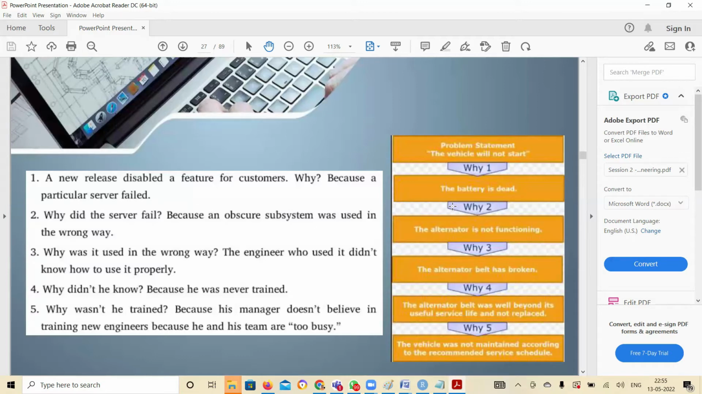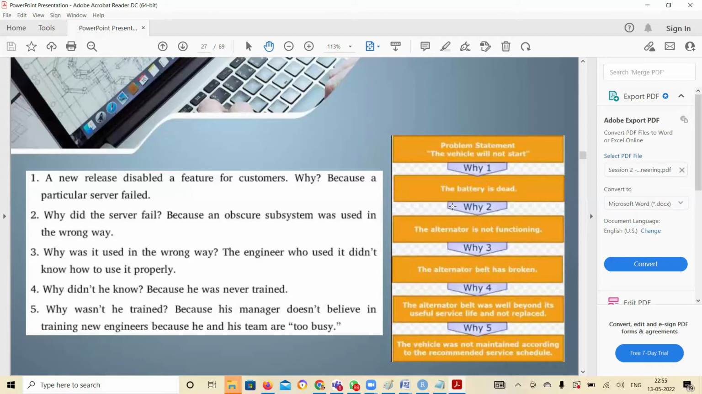Why did the problem occur? Because an obscure subsystem was used in the wrong way. Correct. So why was it used in the wrong way? The engineer who used it didn't know how to use it properly. Correct. So the problem has come to the engineer. But why didn't he use it correctly? Because he was never trained.